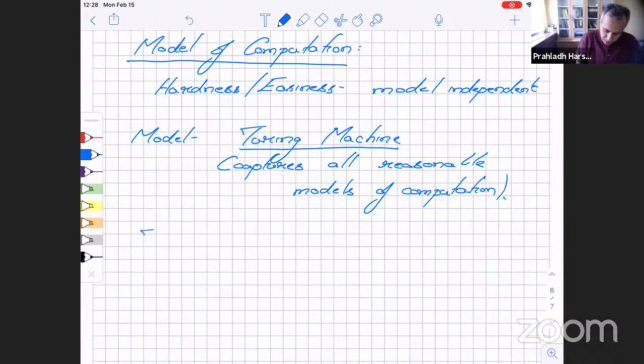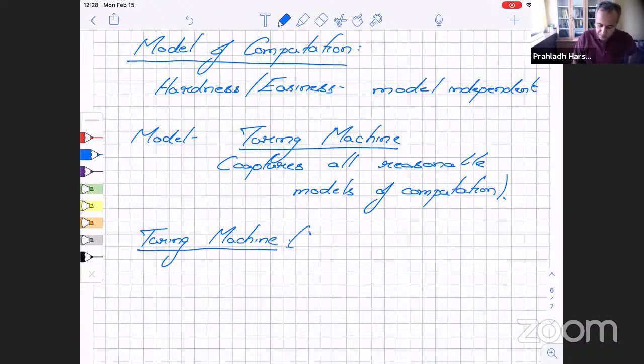So what is a Turing machine? By the way, any questions so far? I'm going to get a little technical for the next 20 minutes or so. Any questions?